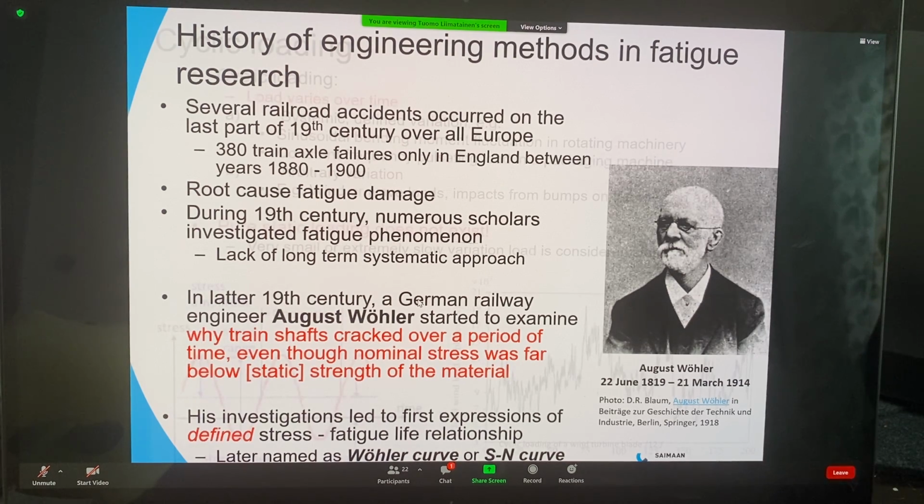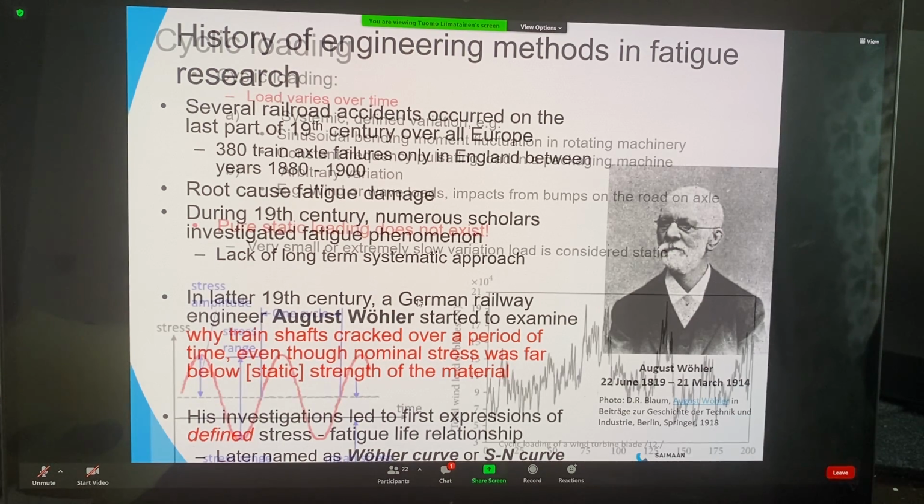Third is in the cyclic loading, which is from the crystal grain theory.